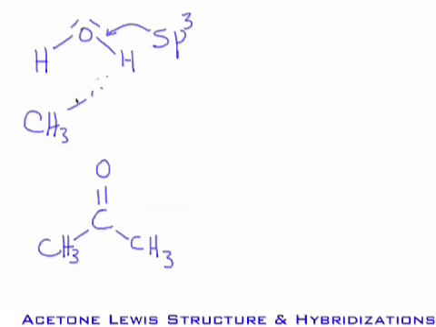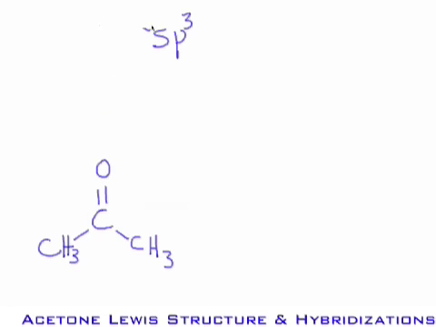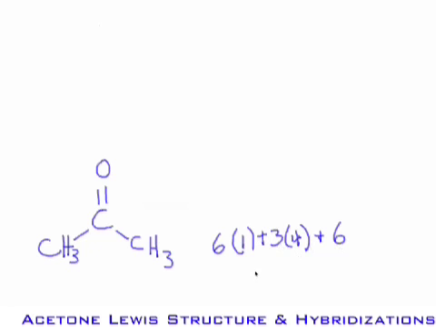The total number of valence electrons in this system is 3 carbons, each has 4 valence electrons, 6 hydrogens, each has 1 electron, and oxygen, who has a 6. So what's that give me? Well, we've got 6 times 1 plus 3 times 4 plus 6: 6, 12, 18, 24 electrons.